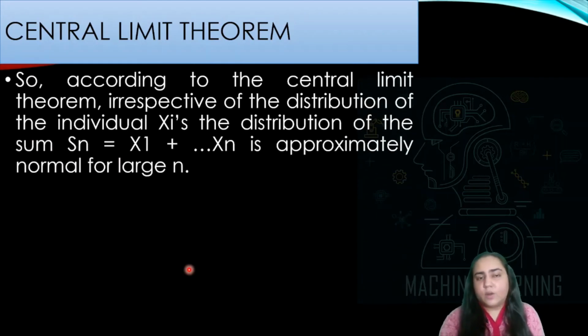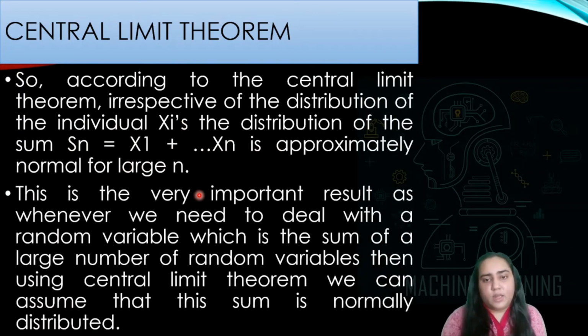So to conclude, according to the central limit theorem, irrespective of the distribution of the individual xi's, the distribution of the sum, which is Sn equal to x1 up to xn, is approximately normal for a large value of n. It's a very important result, as whenever you need to deal with a random variable which is the sum of a large number of random variables, this central limit theorem is going to help you out because it says that this sum is going to be normally distributed.